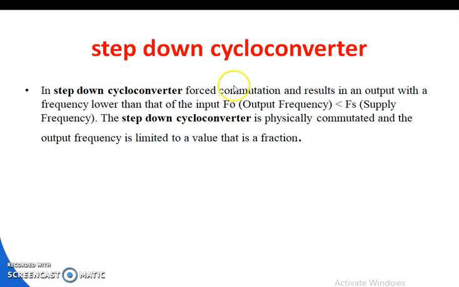Then the step down cyclo-converter. The step down cyclo-converter uses forced commutation and results in an output with a frequency lower than the input frequency. The output frequency Fo is less than the supply frequency Fs. The step down cyclo-converter is naturally commutated and the output frequency is limited to a value that is a fraction of the supply frequency.